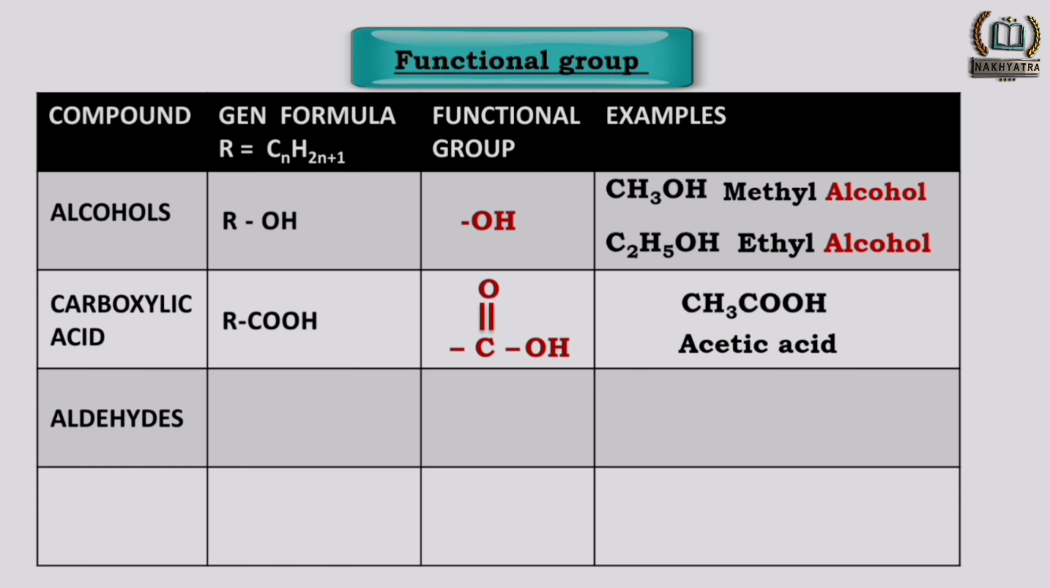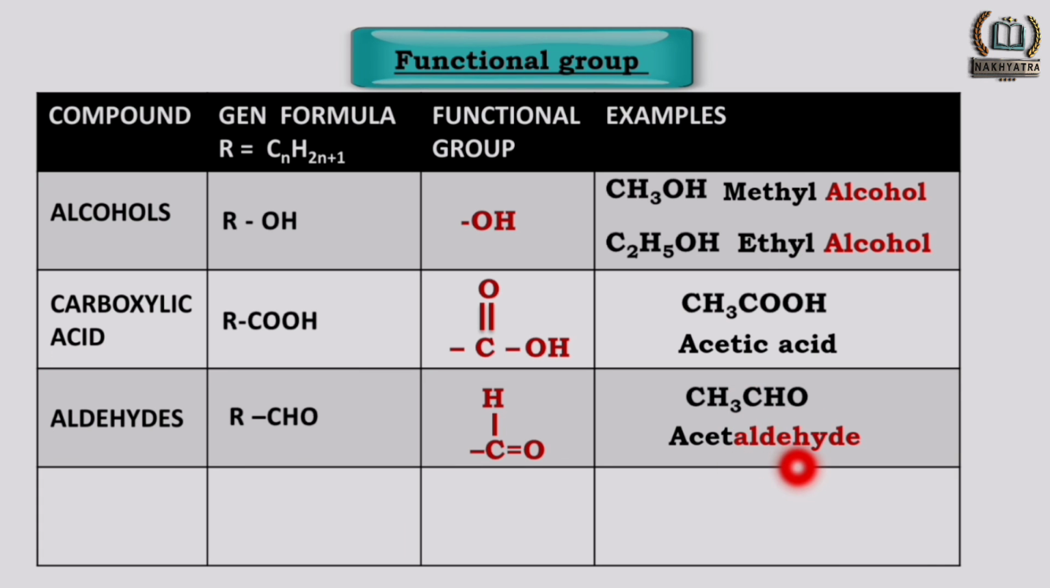Next compound is aldehydes. It has this functional group: C double bond O and C single bond H. The general formula is RCHO. R is the alkyl group and CHO is the aldehyde group. One example is CH3CHO, which is acetaldehyde. See the suffix? Since the CHO group is present, the suffix will be aldehyde. The compound name is acetaldehyde.